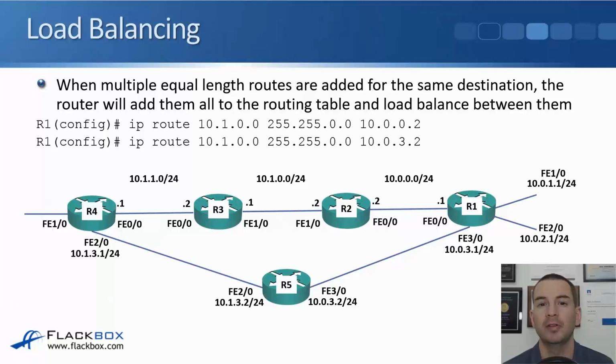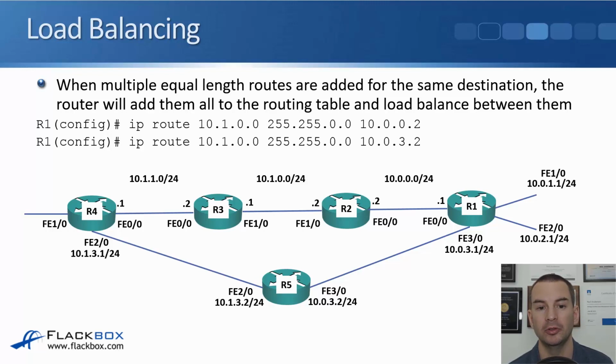Okay, so that's what happens when you have overlapping routes, but what if you've got multiple routes for the exact same destination, meaning the same destination IP address and the same prefix as well? In that case, the router will load balance the traffic over those routes. So you see the example here. On R1, we've got a couple of routes, and they're both going to the exact same destination.